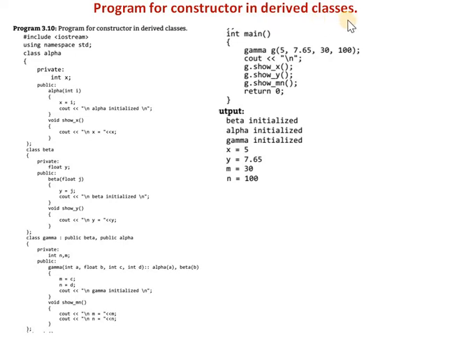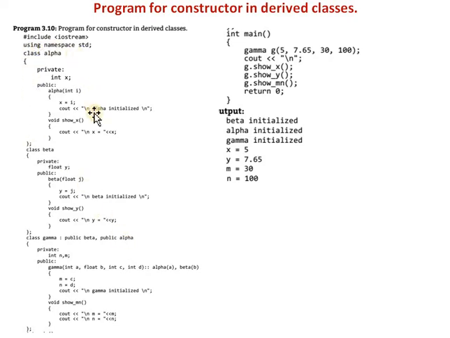In this example, there are two base classes, alpha and beta, and one derived class, the gamma class. So what type of inheritance is this? Multiple inheritance. Here multiple inheritance is shown, where alpha and beta are the two base classes and one derived class, gamma, derives the two classes beta and alpha.